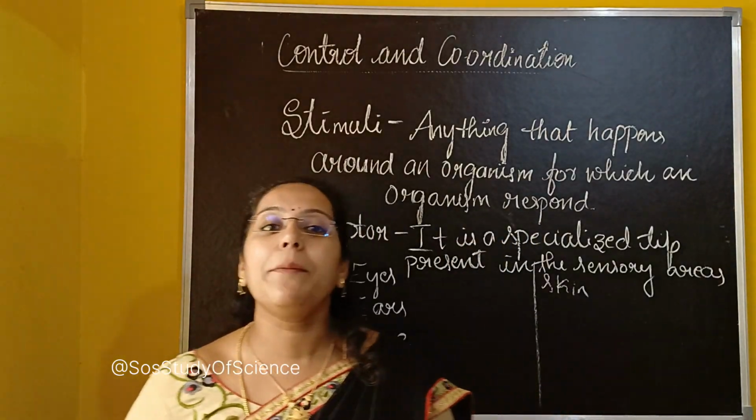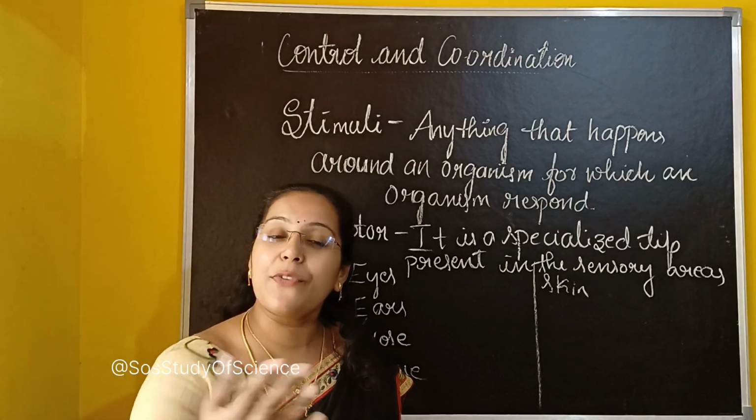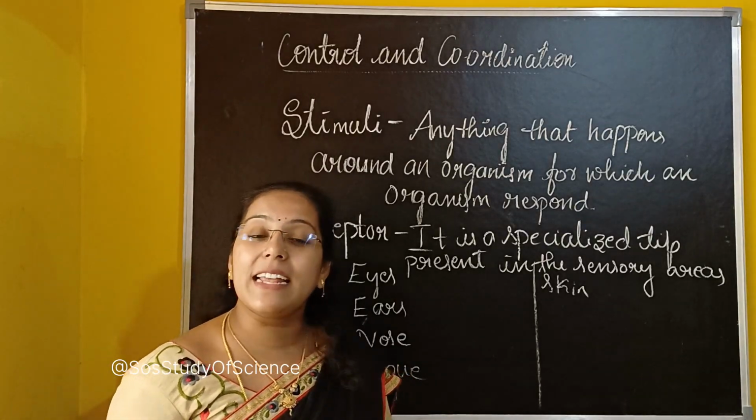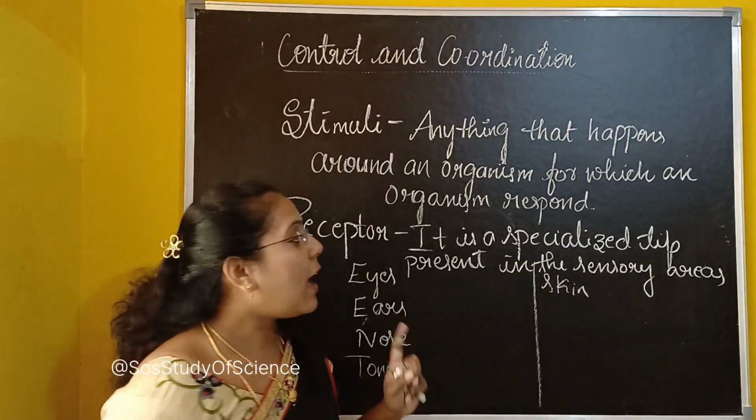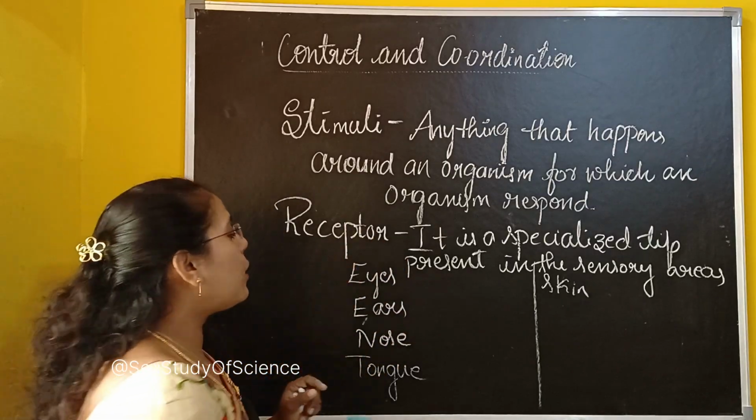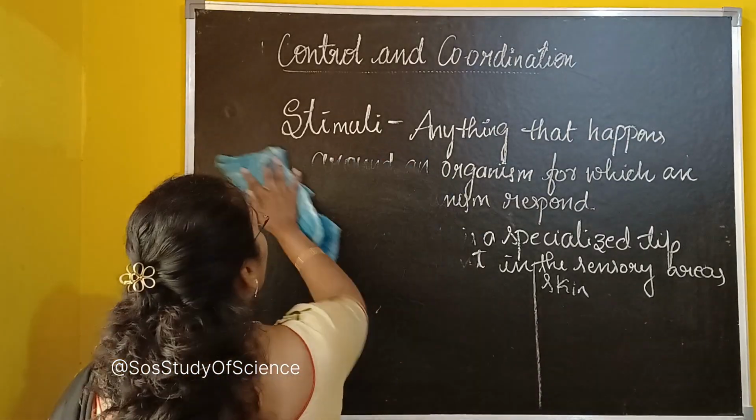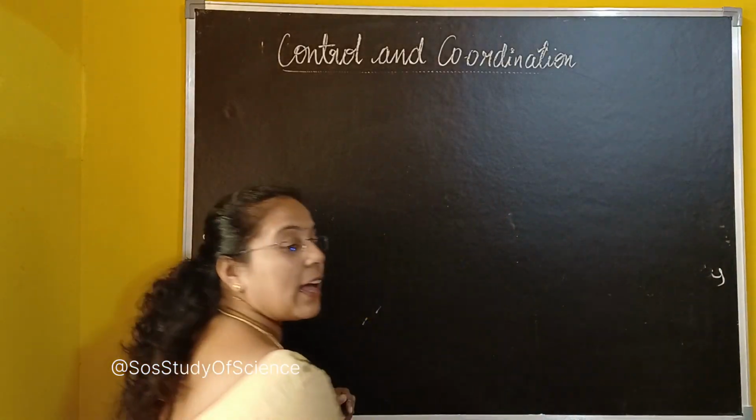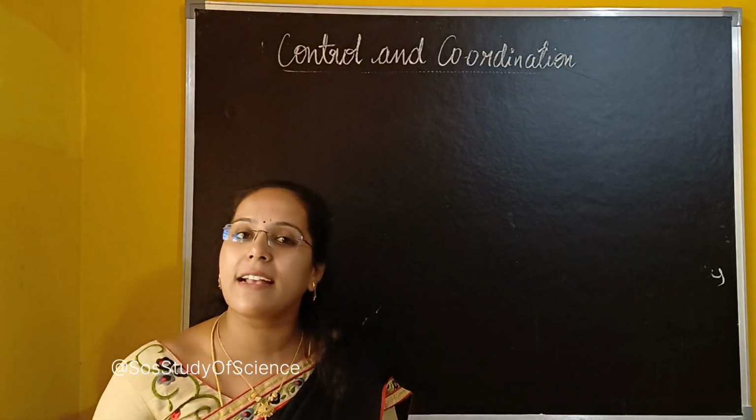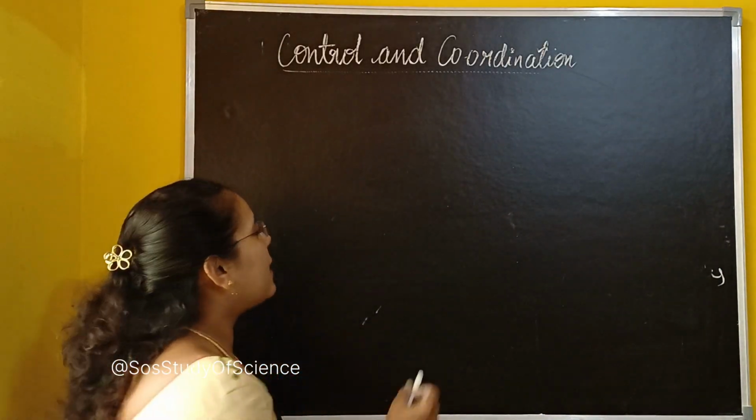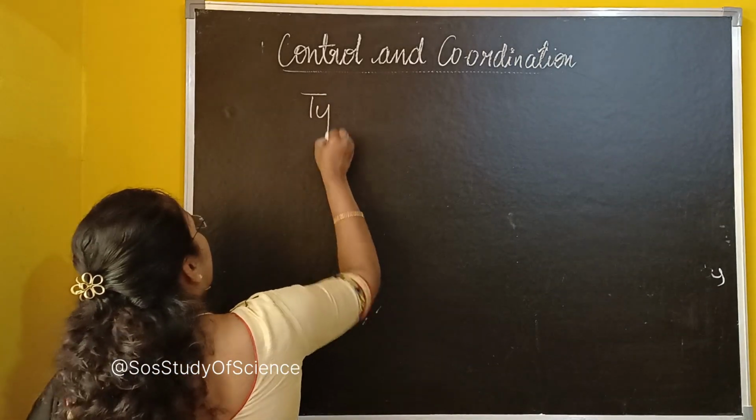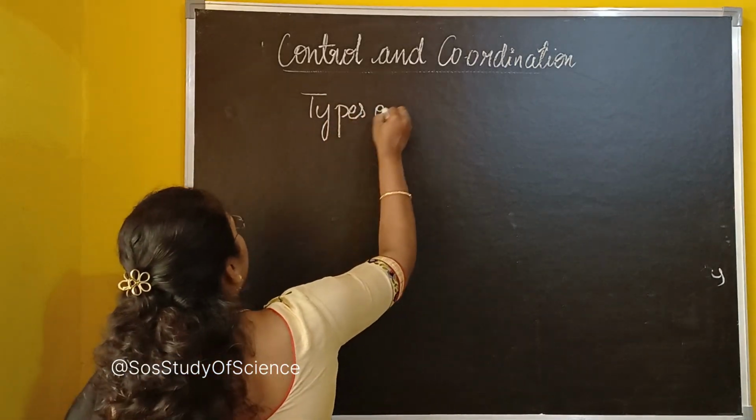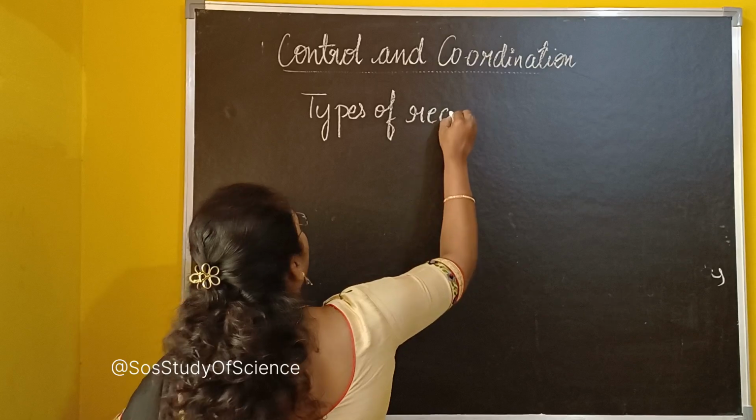So now it is time to know what the different types of receptors present in the different sense organs are. I hope you have noted this. Please note down all the concepts. This is the best note which I am writing on the board. If you study this, you can perform very well in your test and examination. Okay, right. So now let us understand the types of receptors.